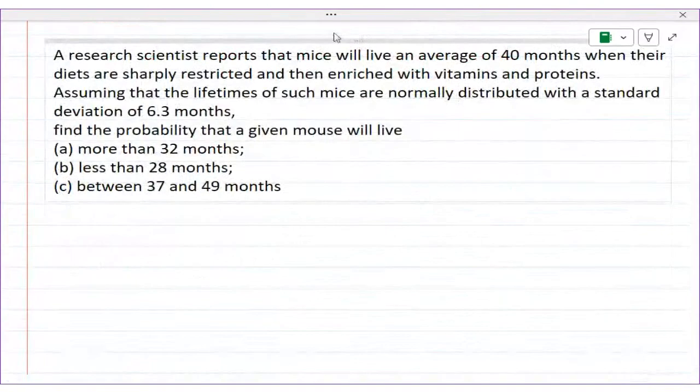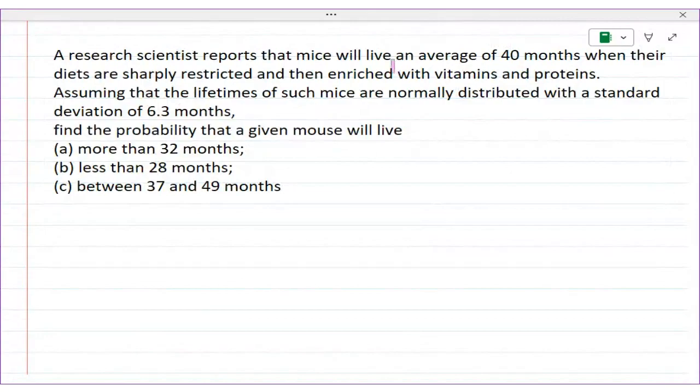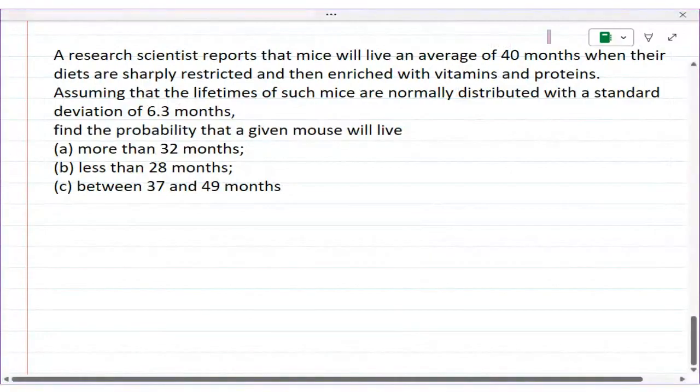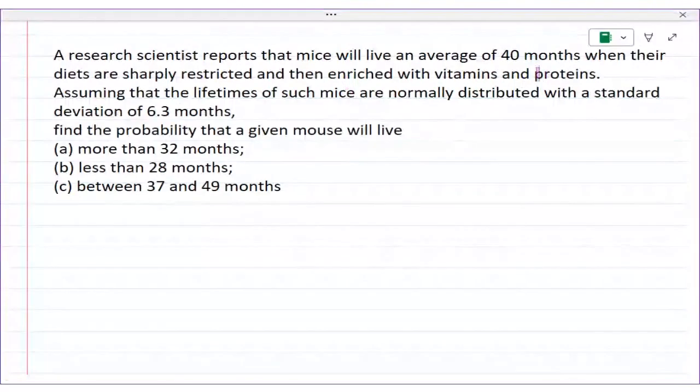So the question is something like this. A research scientist reports that mice will live an average of 40 months when their diets are sharply restricted and then enriched with vitamins and protein. Mice is the plural of mouse, and they live on average 40 months when their diets are restricted and this kind of thing is done.